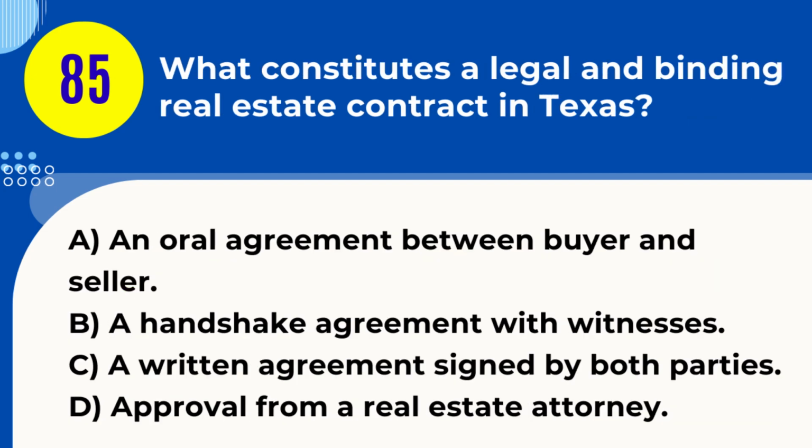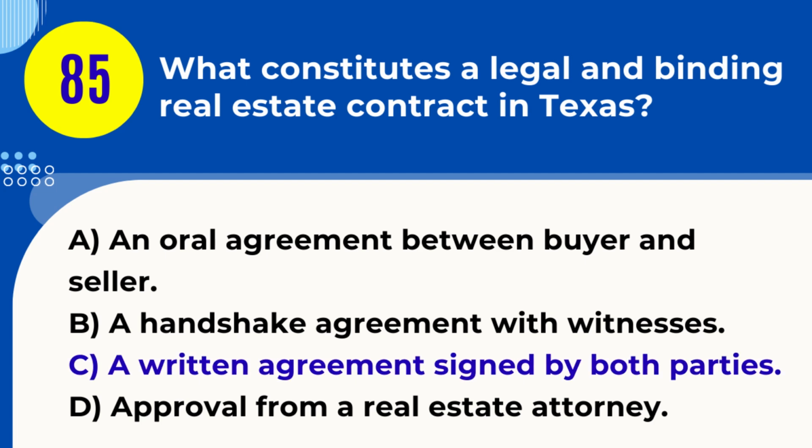Question 85. What constitutes a legal and binding real estate contract in Texas? A. An oral agreement between buyer and seller. B. A handshake agreement with witnesses. C. A written agreement signed by both parties. D. Approval from a real estate attorney.